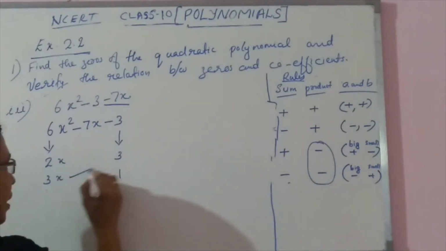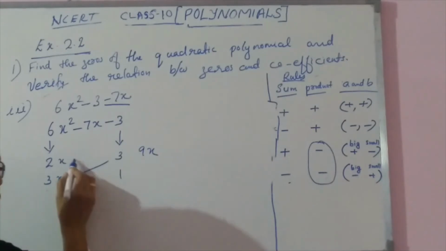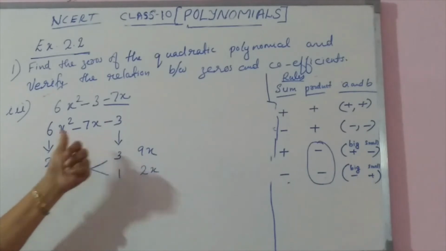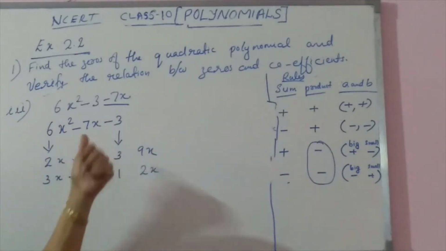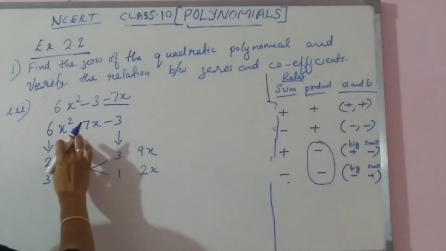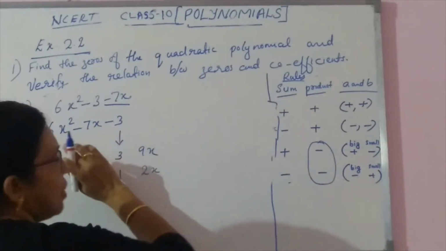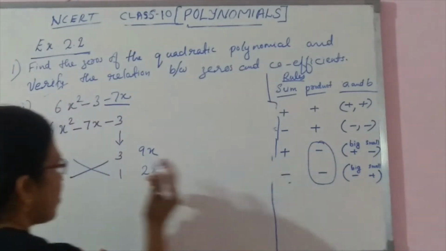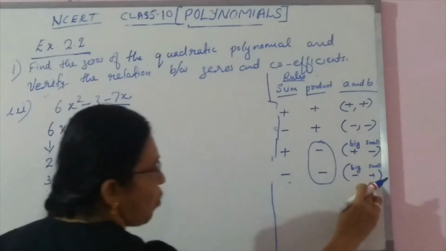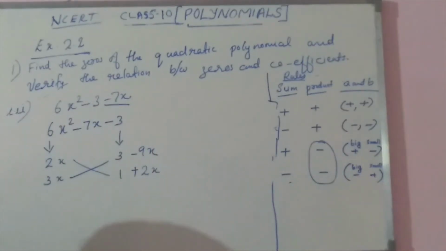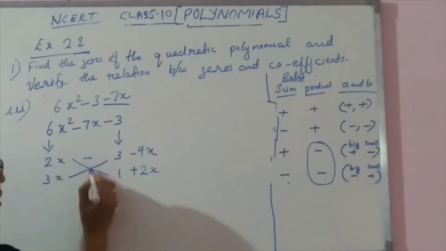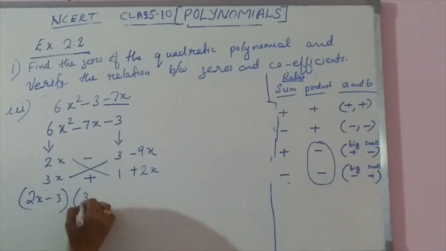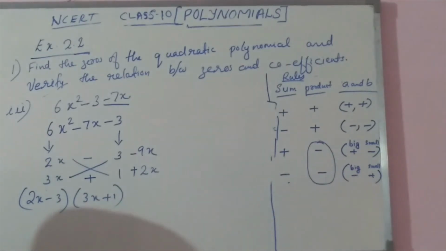Now we can do the cross multiplication. 3x into 3 is equal to 9x and 2x into 1 is equal to 2x. So 9x and 2x works because 9 and 2 while subtracting you will get 7. Now you have to go through the sign. Here minus and minus. The big number takes negative sign, so 9x sign is negative. Small one takes positive sign. So we can write it as 2x minus 3 into 3x plus 1.